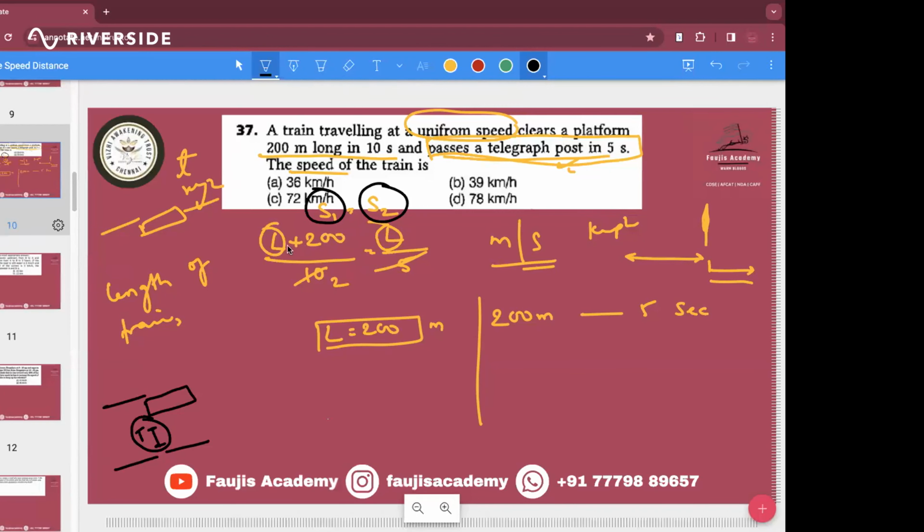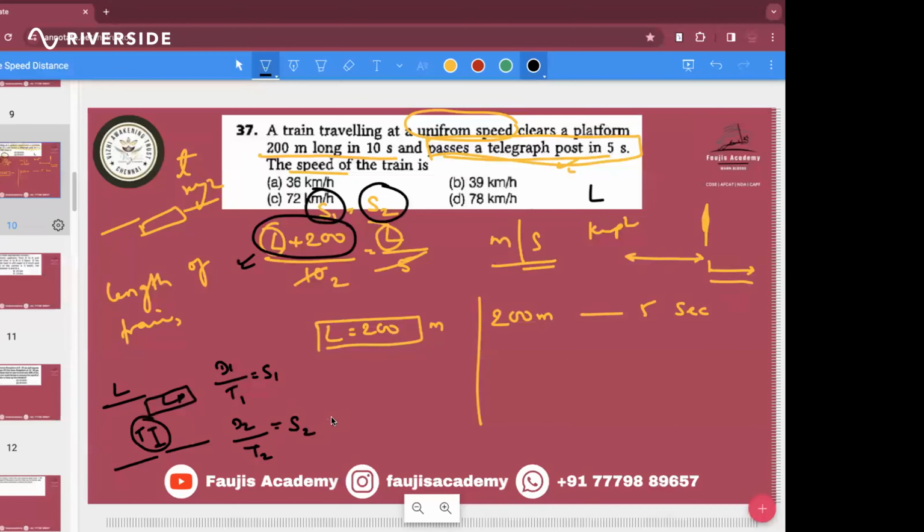So in the first scenario, the length of the train plus the length of the platform, that means L plus 200, where the length of the train is assumed as L, divided by the time. This is your total effective distance. D by T is equal to S, or S1 is equal to D1 by T1, the passing platform scenario. S2 is the telegraph post scenario, which is D2 by T2.